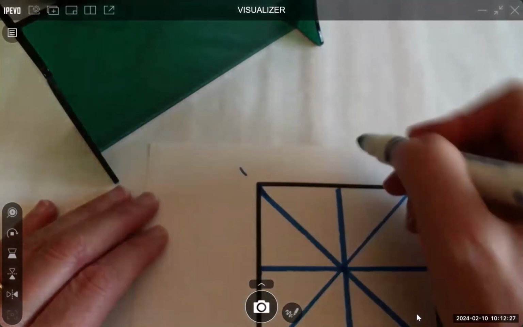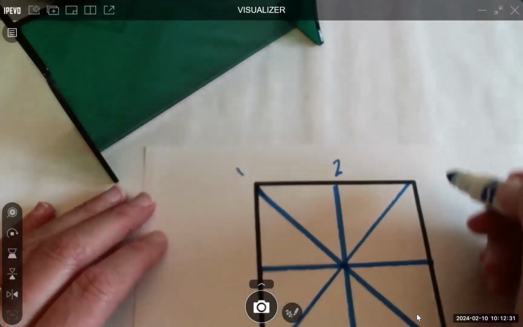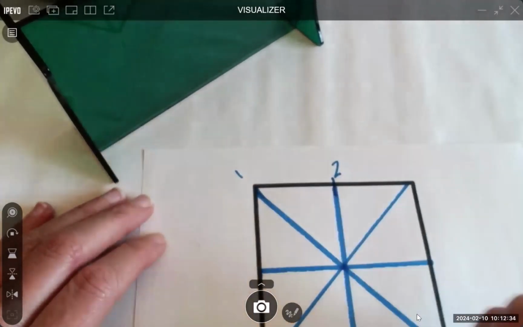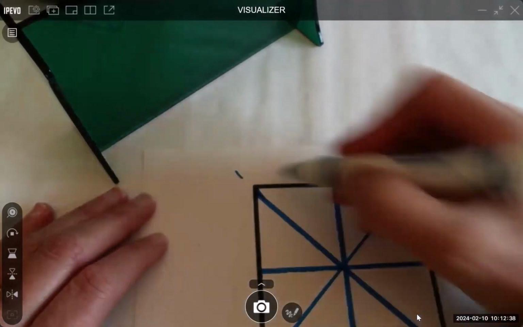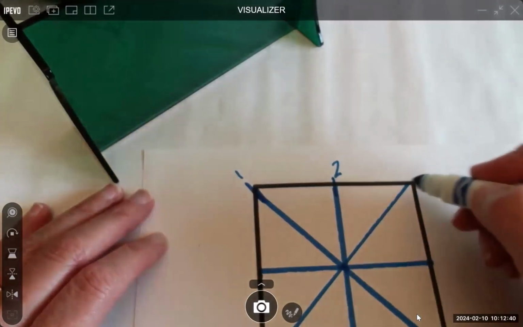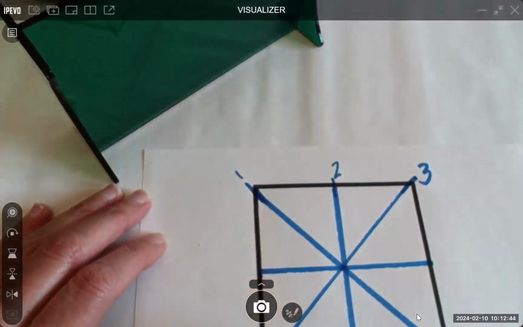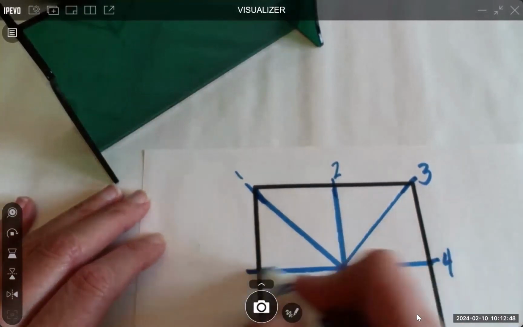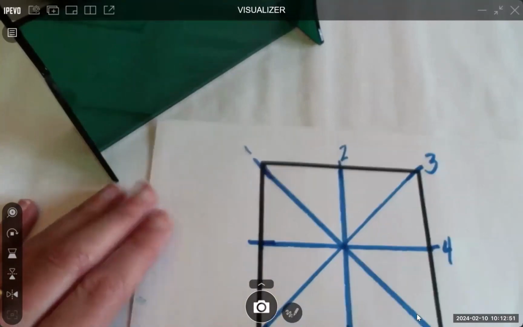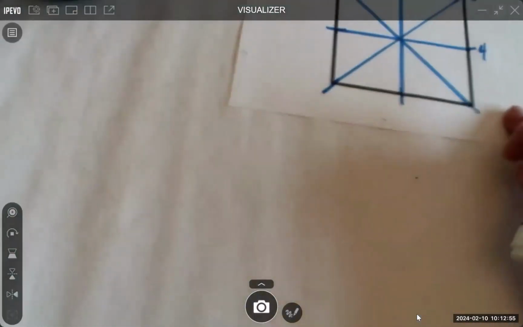Here's one vertically, two lines of symmetry. Then we have, and again, these would extend beyond, making sure our students understand that the lines extend beyond. Here's our third line of symmetry, and it would continue down this way. And then working our way around, here's our fourth line of symmetry. Okay, so a square has four lines of symmetry. All right, so let's check our parallelogram real quick.